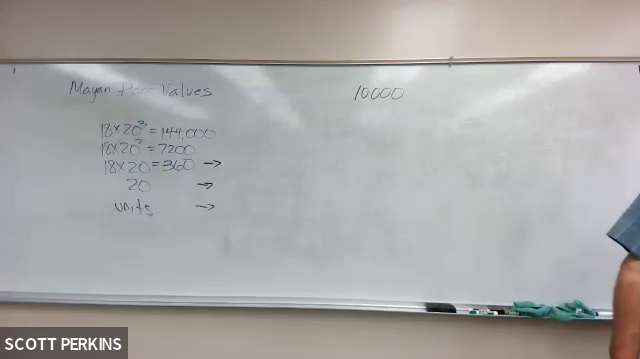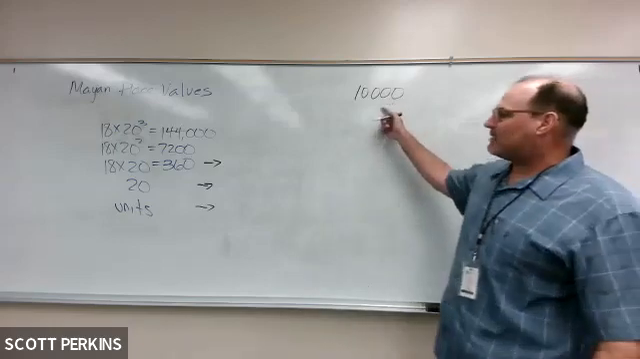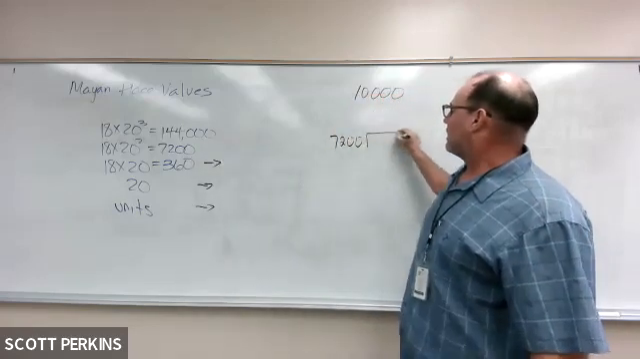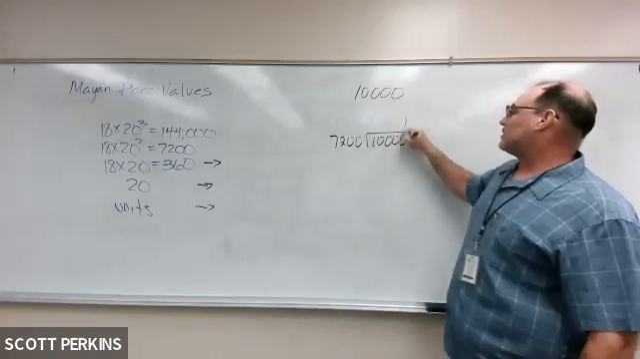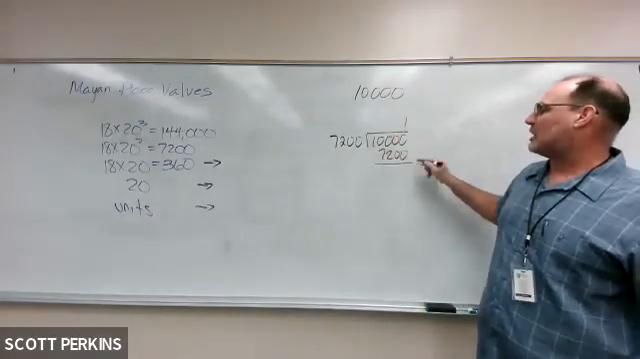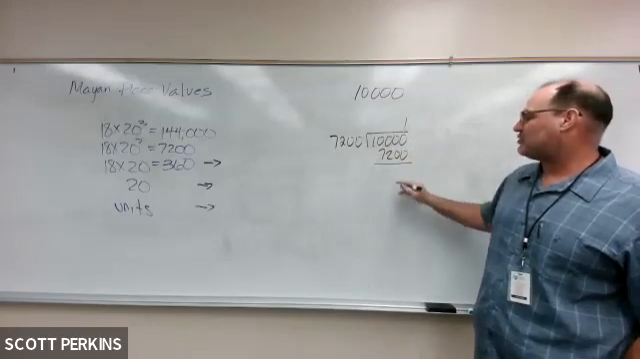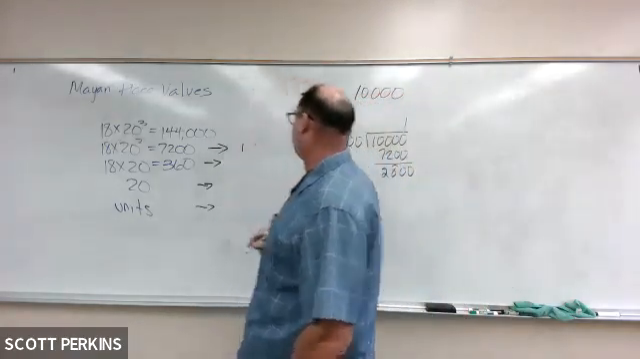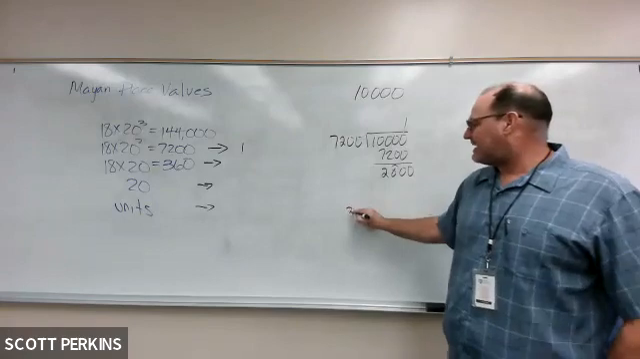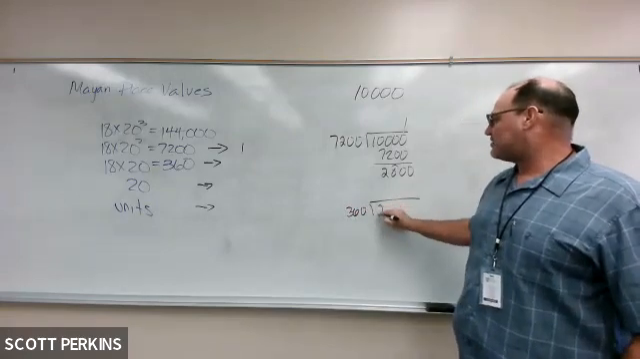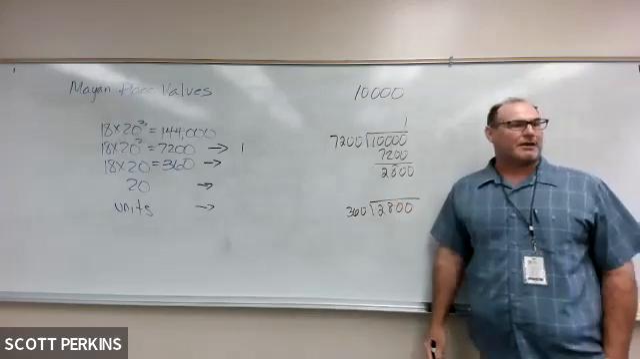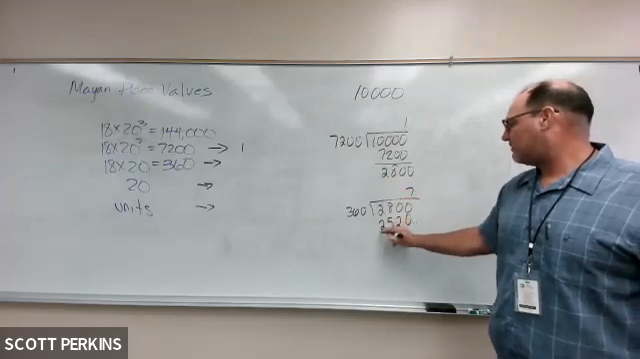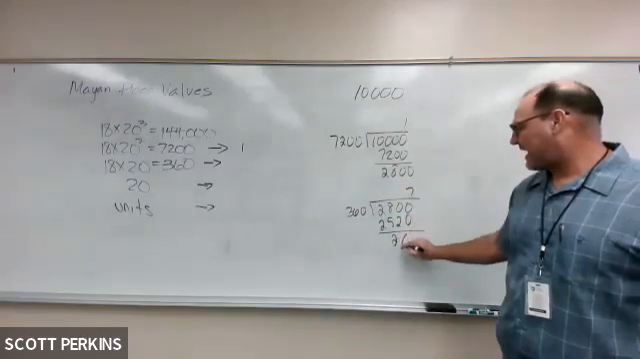Where am I going to start dividing on this problem? Yeah, 10,000 can be grouped into a group of 7,200, so we will start there. It's just going to go one time, so it's not super interesting. 10,000 minus 7,200 leaves me 2,800. So I have one group of 7,200. Now I'll divide 360 into that. How many times does 360 go into 2,800? 7, so 7 times 360 is 2,520, and that's going to leave me 280. Am I right on that?